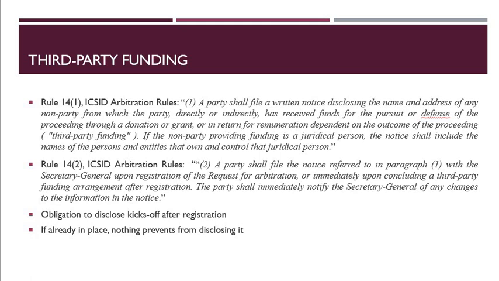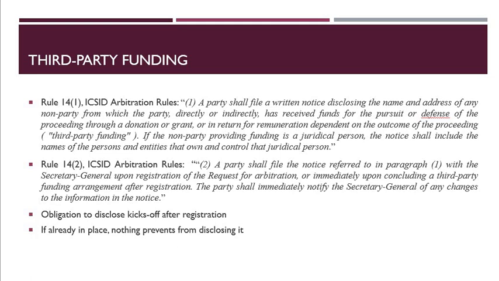Item 66 of the checklist relates to litigation funding. Note that Rule 14.1 of the ICSID arbitration rules provides 1. A party shall file a written notice disclosing the name and address of any non-party from which the party, directly or indirectly, has received funds for the pursuit or defense of the proceeding through a donation or grant, or in return for remuneration dependent on the outcome of the proceeding, third party funding. If the non-party providing funding is a juridical person, the notice shall include the names of the persons and entities that own and control that juridical person.